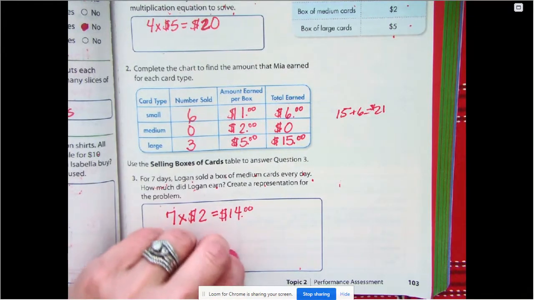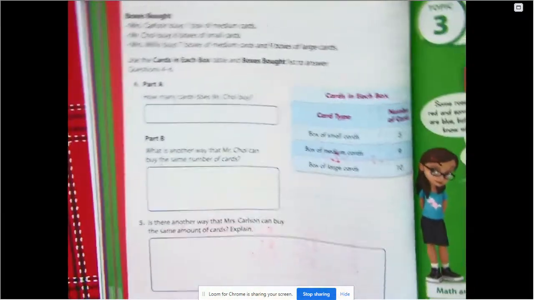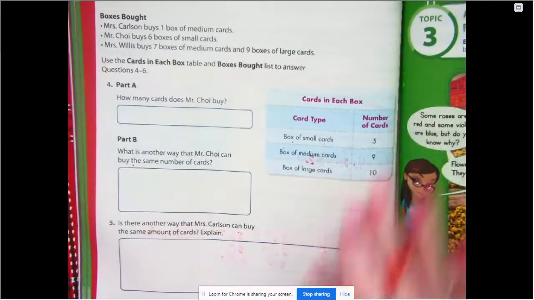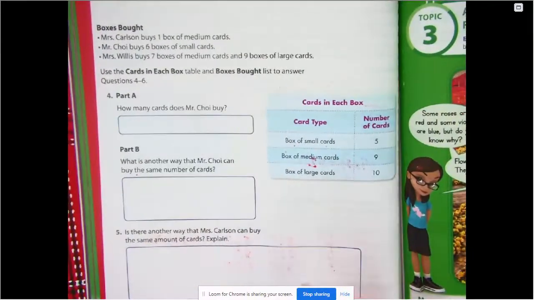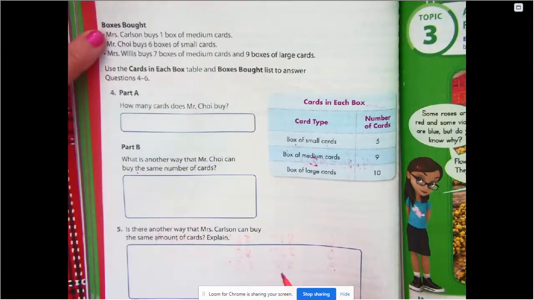Okay, let's go to page 104 and look at that. That's the last page for us to do today for this whole topic. And then next week, we're going to start on topic 3. All right. So on this one, it says boxes bought.